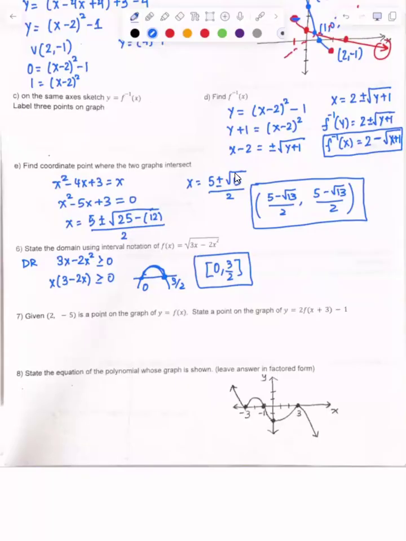Number 7, given this point on the graph of f of x, what would be the point on this function? So we know from f of x, we're replacing x with x plus 3. So that means we shift to the left by 3. So this point becomes -1 comma -5. Then this is the new y equal to f of x plus 3. Now we're going to replace y with y over 2. So y over 2 equals f of x plus 3.